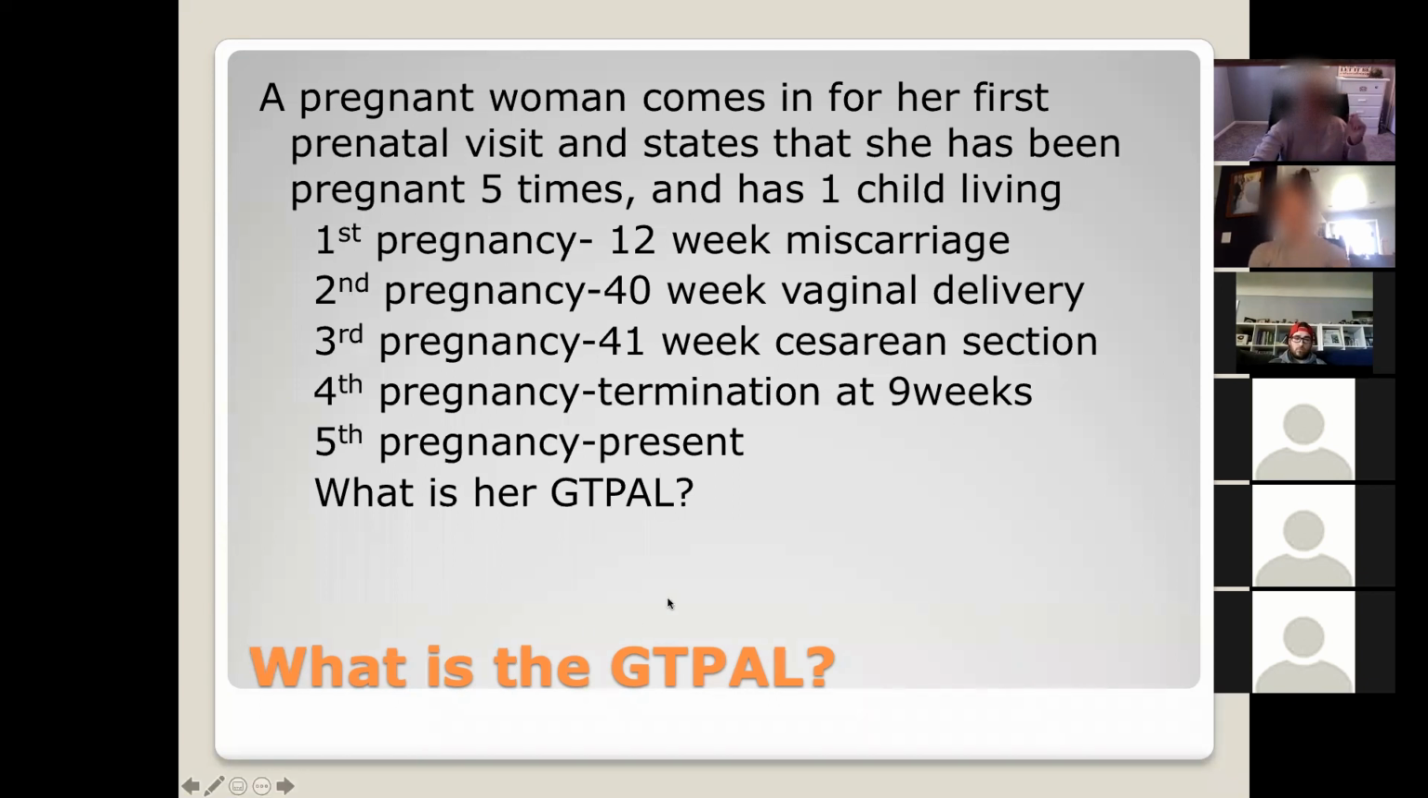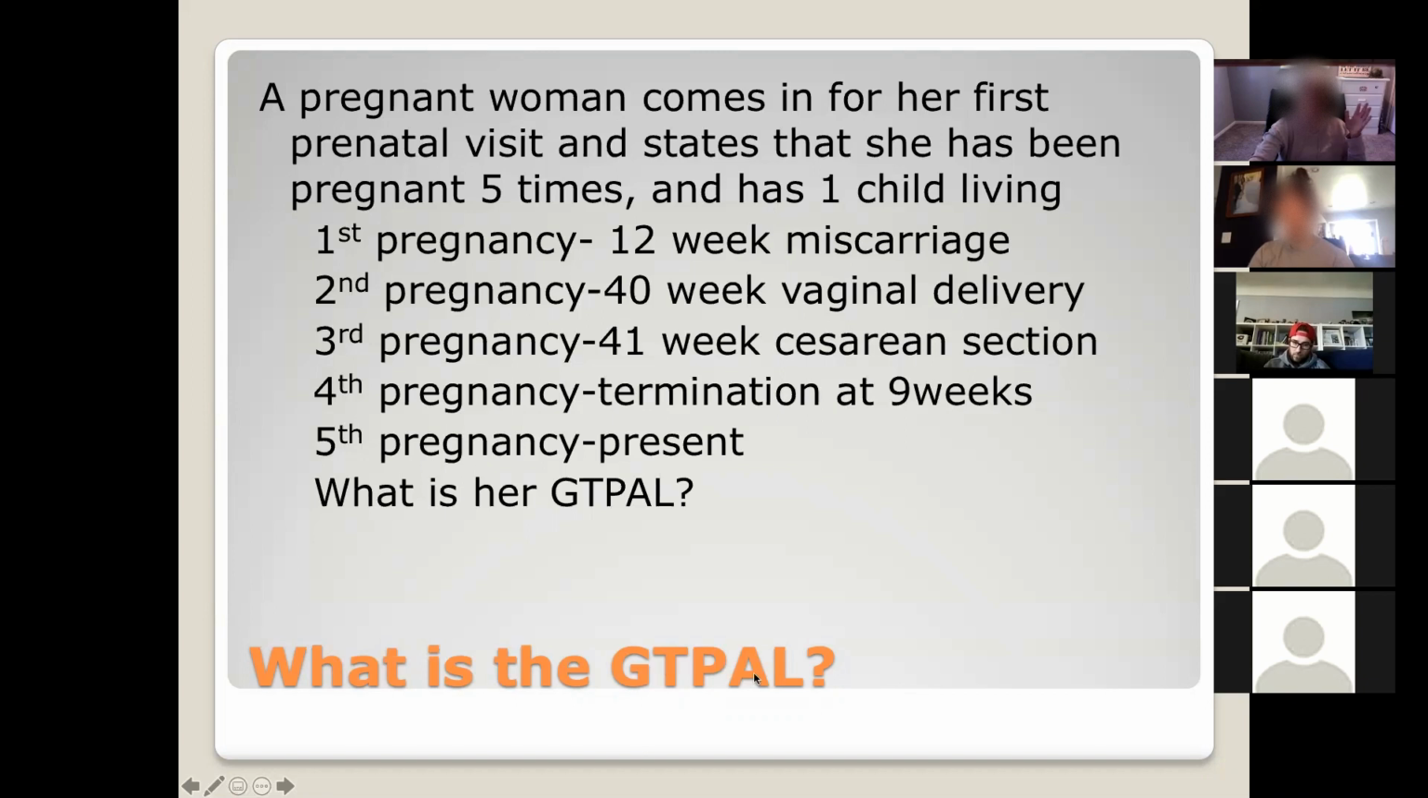This is where I wish I had a wipe erase board or something that I could do this for you. So it says she's been pregnant 5 times. Right there you have your gravida. So she's a G5. She has 1 child living, so you can jump ahead to the L and put a 1 underneath the L.